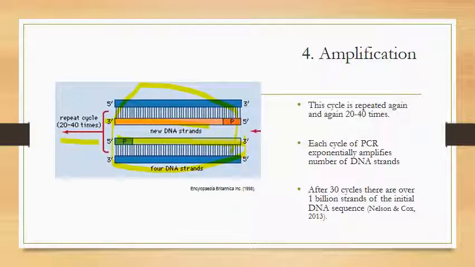So we repeat this cycle again and again, as we said before, 20 to 40 times. Each cycle of PCR exponentially amplifies the number of DNA strands, 2 to 4 to 16, and so on, and this can be done over a few hours. And again, like we said, after 30 cycles there are over 1 billion strands of this initial DNA sequence.